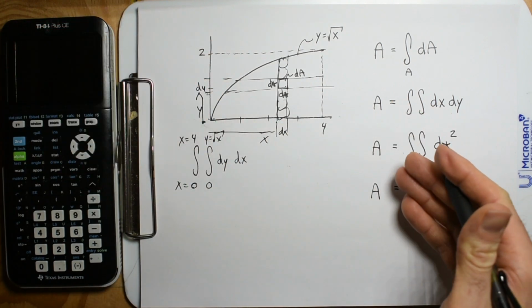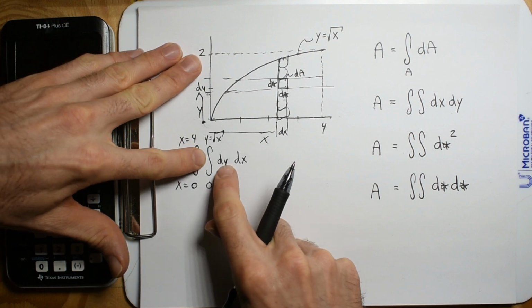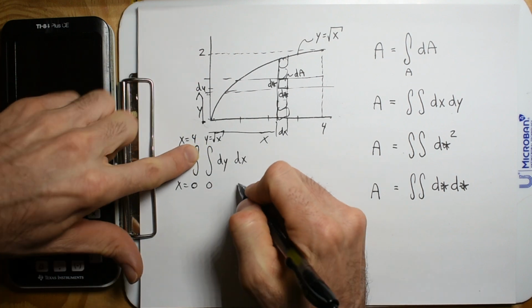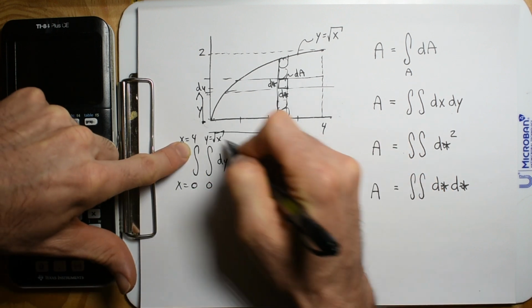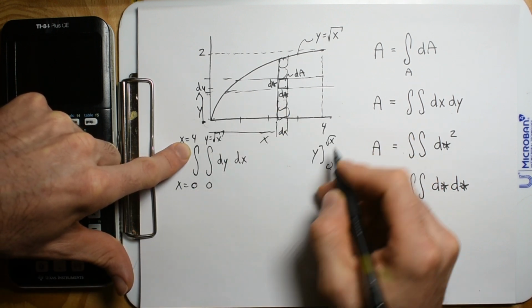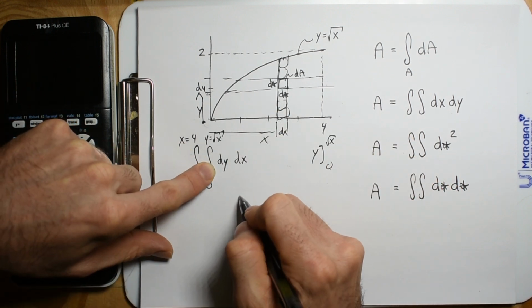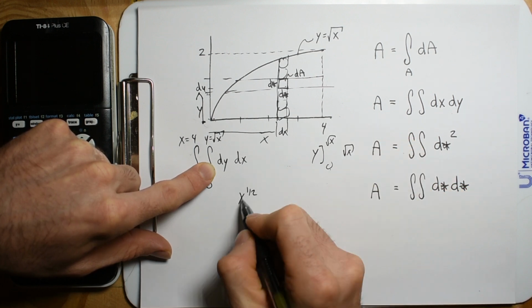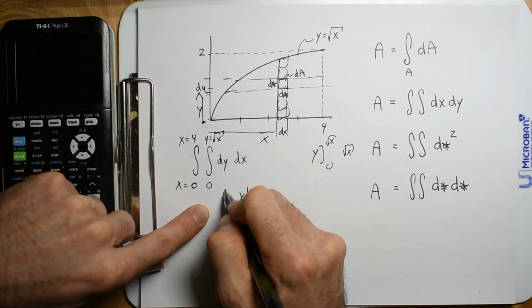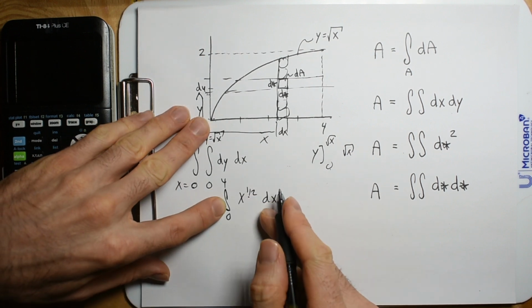And we're going to get the same answer. So let's kick through this. We're going to integrate this. This is going to turn into y evaluated at those limits. So we're just going to have x to the 1/2, which is just the square root of x. And then we're going to have dx from 0 to 4. Now we're going to integrate this.